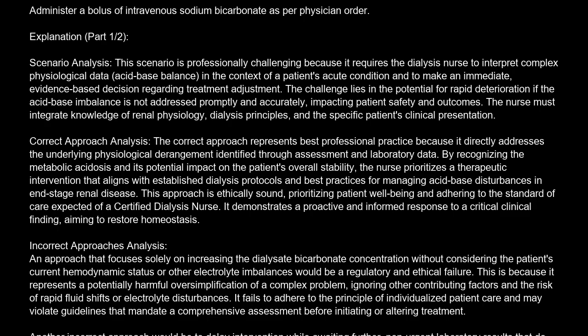The correct answer is D. Administer a bolus of intravenous sodium bicarbonate as per physician order.